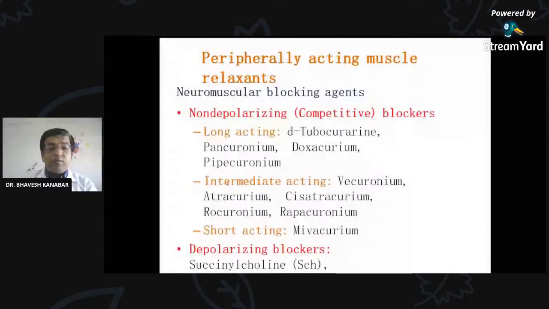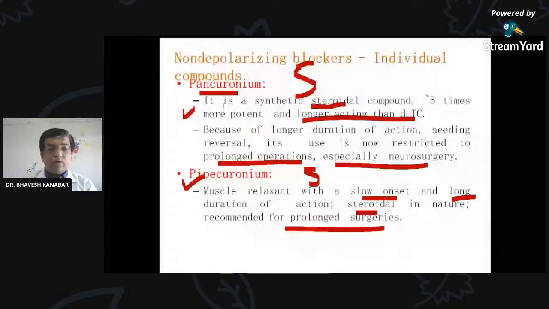Intermediate acting: atracurium, rocuronium, rapacuronium. Short acting is mivacurium. Pancuronium is used because of the longer duration, for prolonged surgery, especially neurosurgery. Pipacuronium is also for prolonged surgery. So pancuronium and pipacuronium are for prolonged surgery because of the long duration of action.